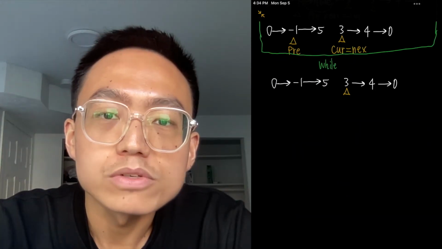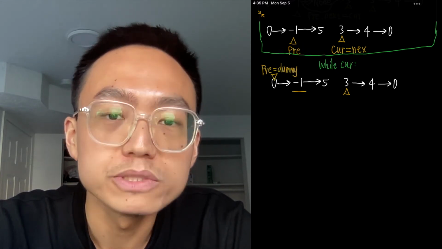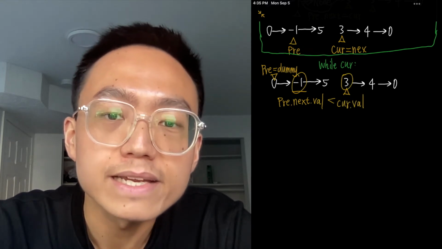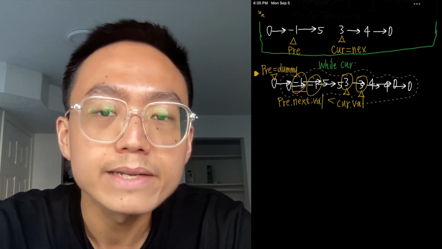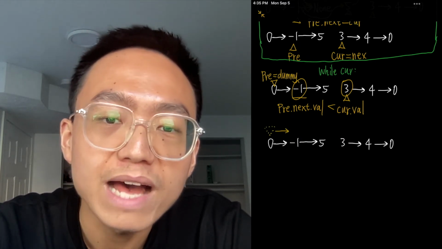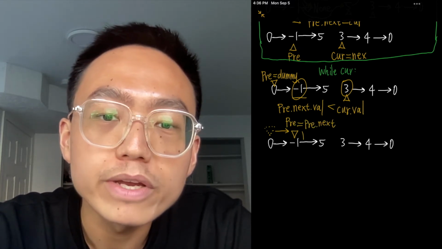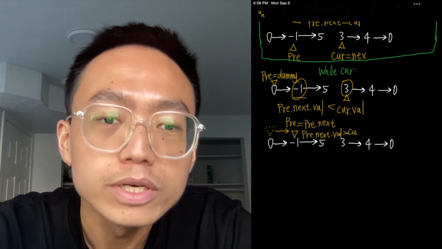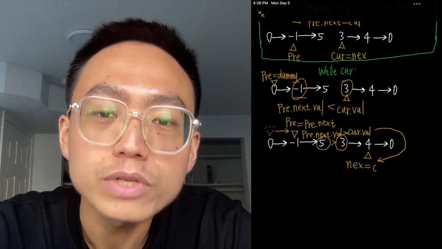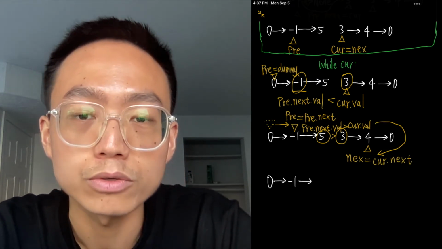So let's start our third while loop. While current exists, the previous pointer is moved back to point at the dummy node 0, and previous.next.value is less than current.value because -1 is less than 3. This time we should move our previous pointer forward, assigned by previous.next, and then we compare previous.next.value, which is greater than current.value. That means 5 is greater than 3. So in this case, we should update our next pointer assigned by current.next.